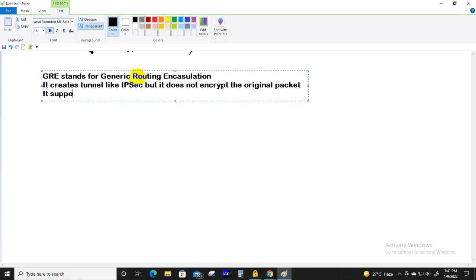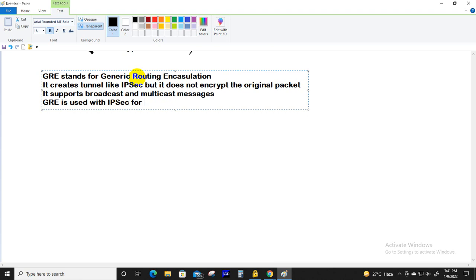It supports broadcast and multicast messages. Now, GRE is used with IPsec for enhanced security, or we can say better security.